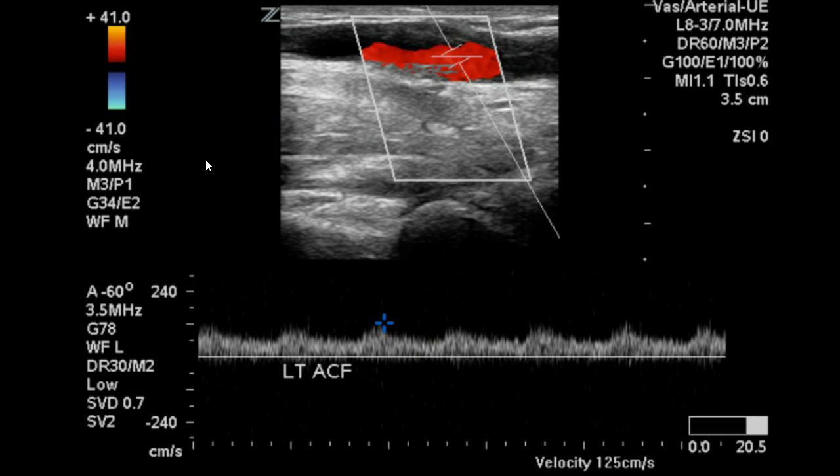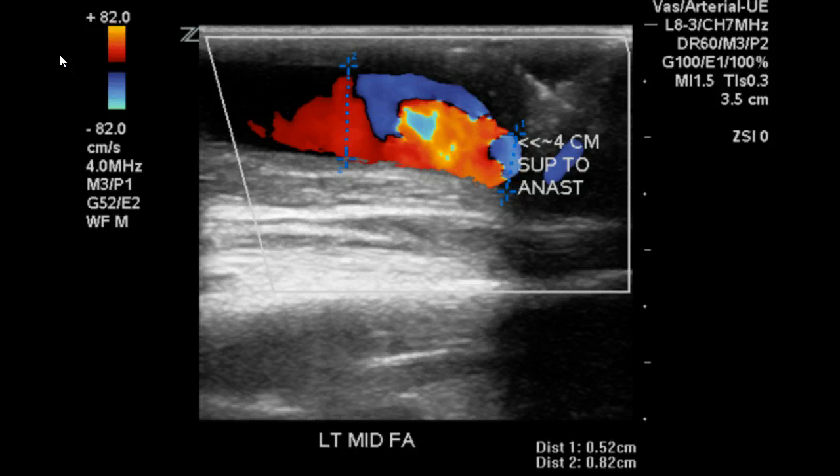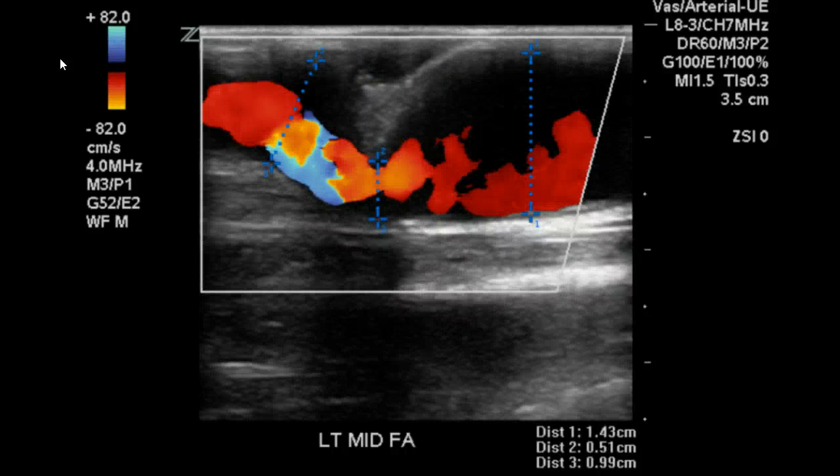So what can we conclude from this study? Well, first, the fistula is patent. Second, 4 centimeters central to the anastomosis, a focal site is present where the diameter decreases from 1.43 centimeters to a half a centimeter.